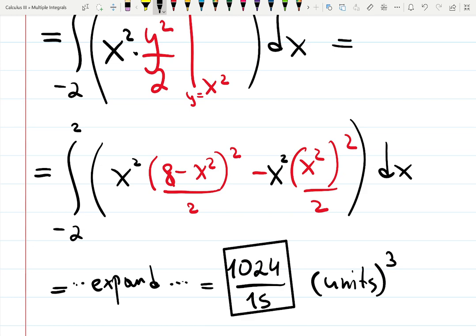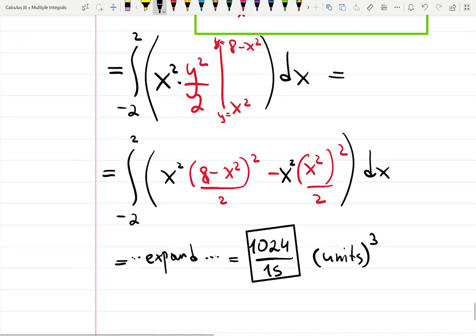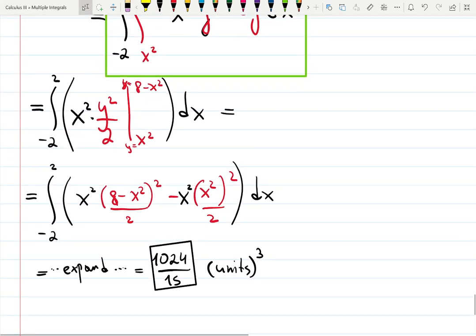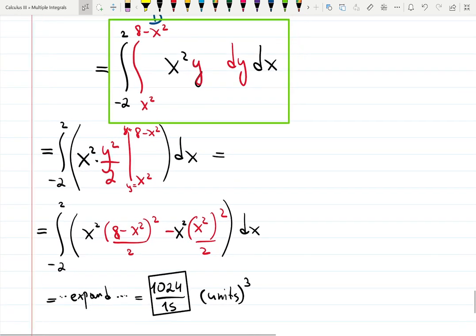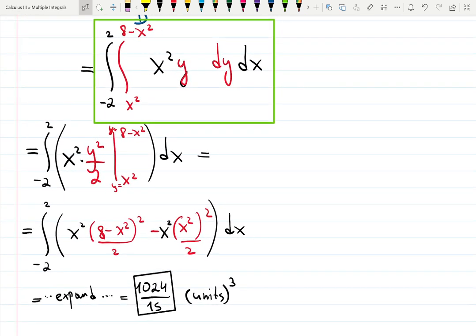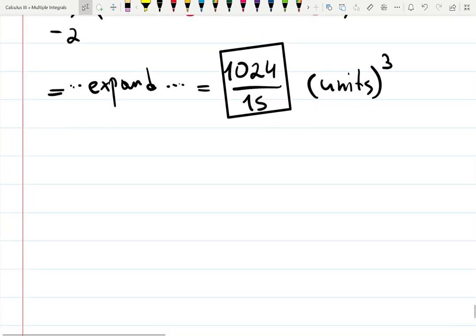But the strategy is the same. You draw the picture, you choose the case, and then you build the integral. When you build the integral, you start integrating it. We could try right now integrating with respect to x first and see if it's easier. But something tells me it's not going to be much easier.